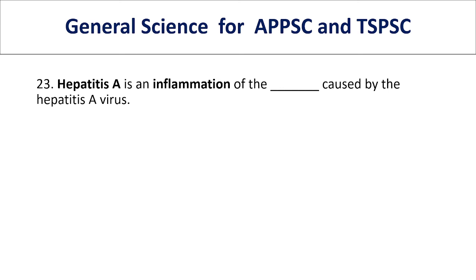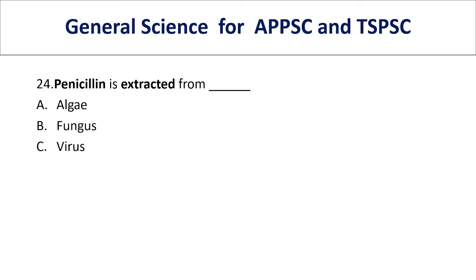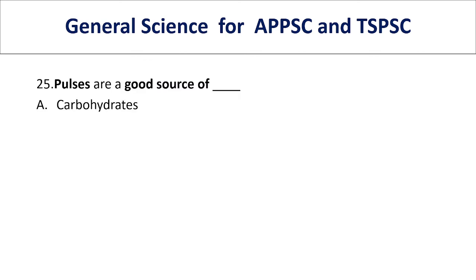Next, hepatitis A is an inflammation of the dash caused by the hepatitis A virus. And the options are brain, lungs, kidney, and liver. So hepatitis A is an inflammation of liver. Penicillin is extracted from, and the options are algae, fungus, virus, and bacteria. And the answer is fungus. Next, pulses are a good source of dash, and the options are carbohydrates, vitamins, fats, and proteins. So pulses are a good source of proteins.